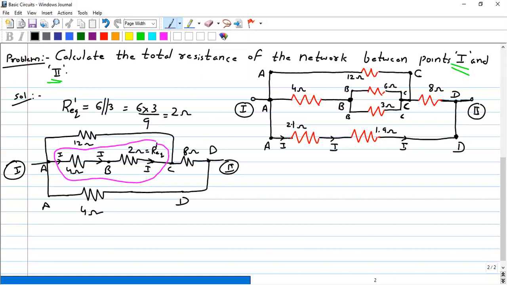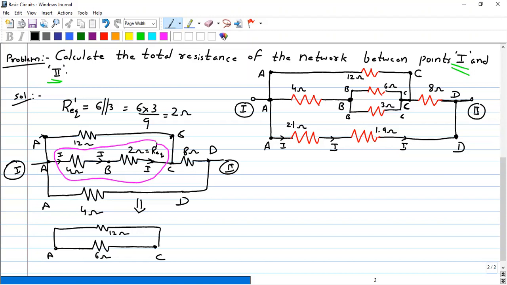So they can be added together. Therefore, we can further draw this circuit as, from point A, we have 4 and 2 in series, so I will get here 6 ohms, going from point A to point C. Between A and C, this point is also A and this point is also C from the previous circuit. Therefore, from A to C, there is one more resistance, whose value is 12 ohms.